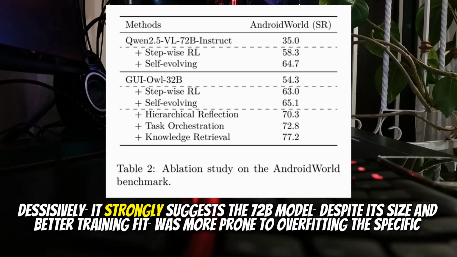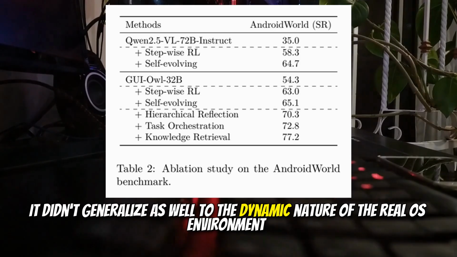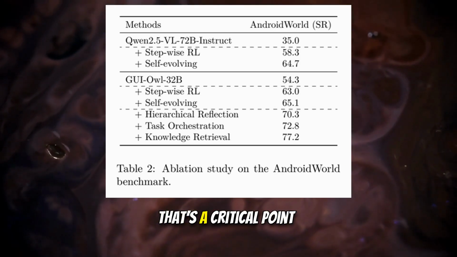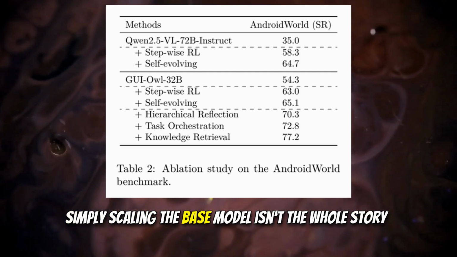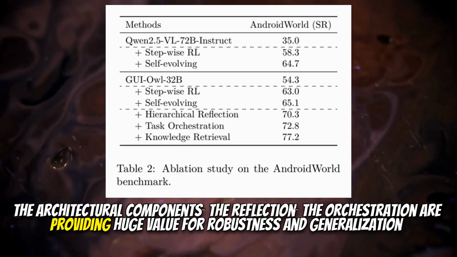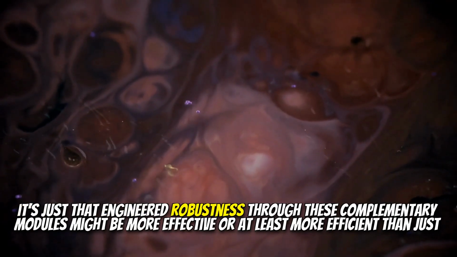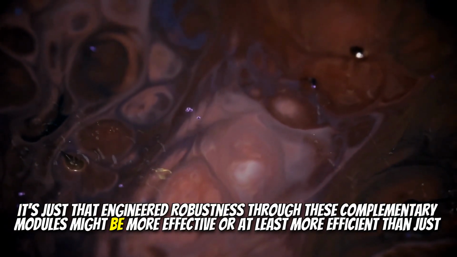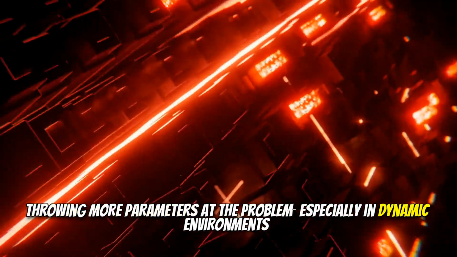Decisively. It strongly suggests the 72B model, despite its size and better training fit, was more prone to overfitting the specific training data. It didn't generalize as well to the dynamic nature of the real OS environment. That's a critical point. It implies that for these complex interactive tasks, simply scaling the base model isn't the whole story. The architectural components, the reflection, the orchestration are providing huge value for robustness and generalization. Absolutely. It suggests that engineered robustness through these complementary modules might be more effective, or at least more efficient, than just throwing more parameters at the problem, especially in dynamic environments.